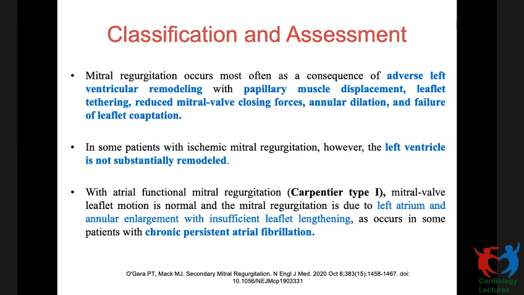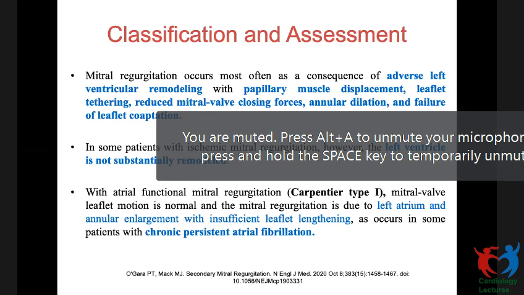In some patients with ischemic mitral regurgitation, however, the left ventricle is not substantially remodeled, and there is atrial functional mitral regurgitation, that is Carpenter type 1, where it is also a type of functional mitral regurgitation. That is nothing but abnormality of the left atrium, where the mitral valve leaflet motion is normal, and the mitral regurgitation is due to the left atrium and annular enlargement with insufficient leaflet lengthening, as occurs in some patients with chronic persistent atrial fibrillation with enlarged left atrium.